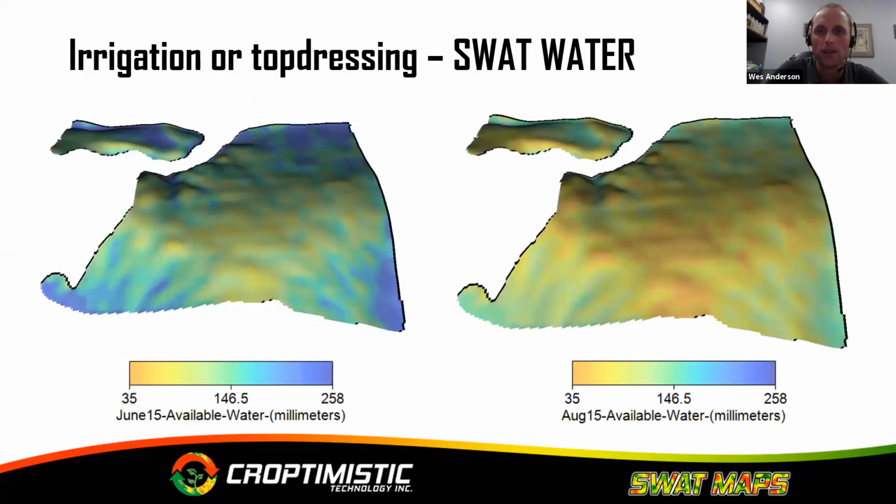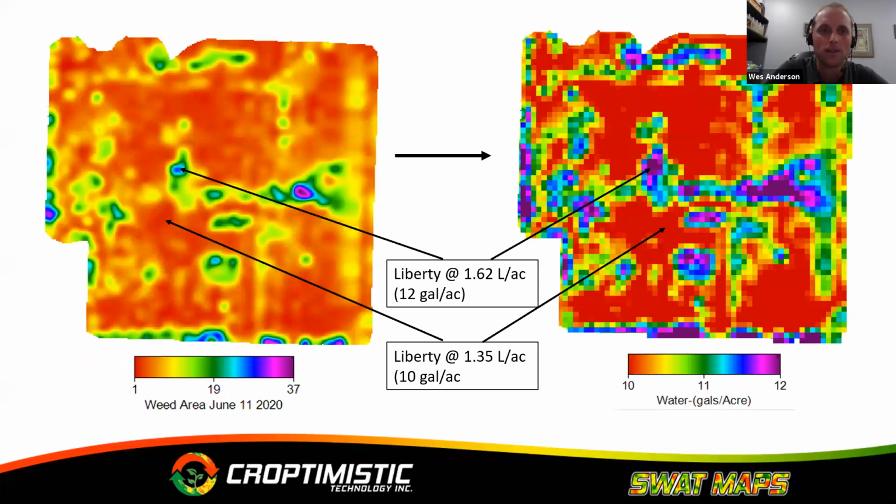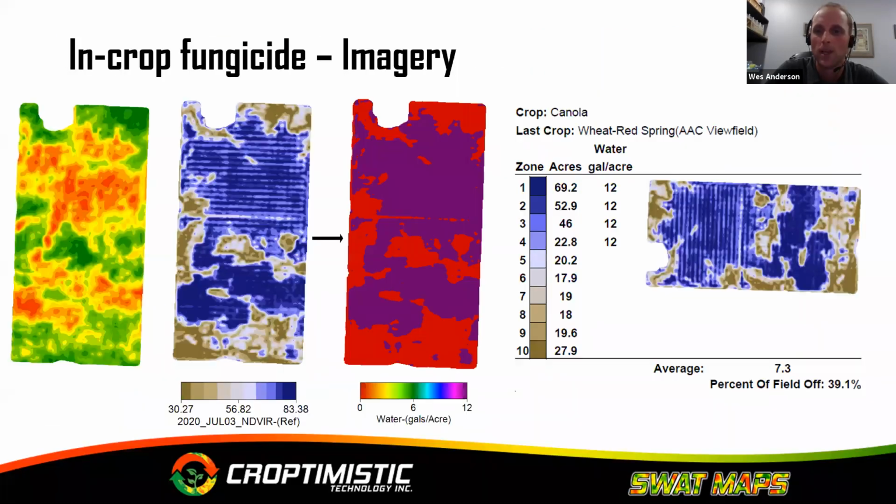Oh, yeah, actually, so typically they would have blanket applied, I suppose. There are some big areas where they would have switched off the sprayer manually, so it's hard to say exactly what they would have averaged if they had just gone out without a prescription. But the average actually is only 7.3 gallons. In other words, 39% of the field was off.